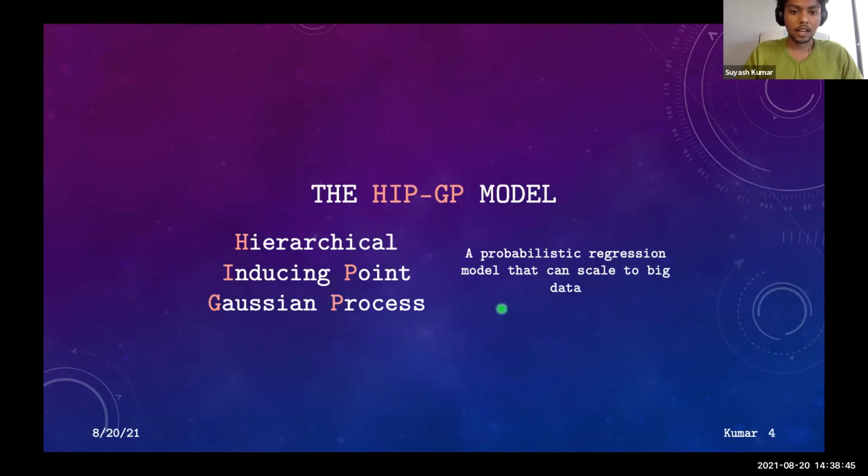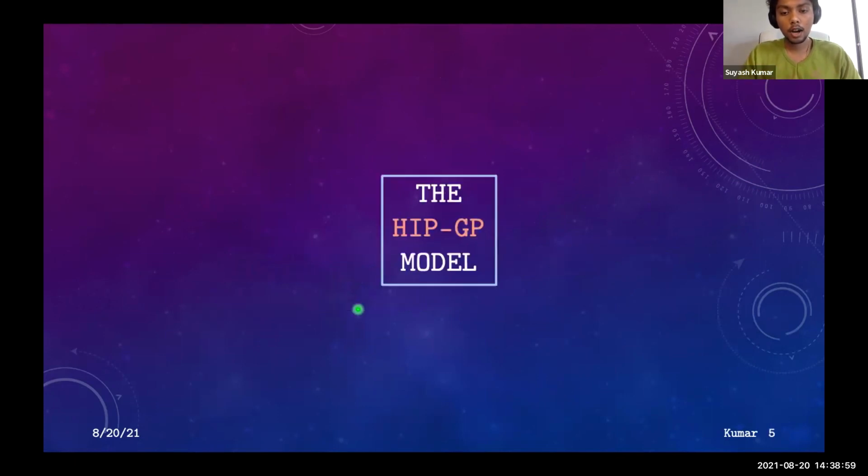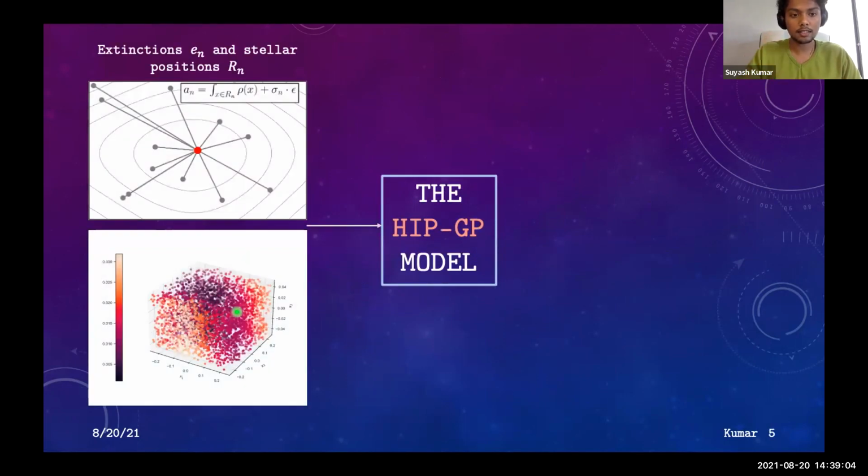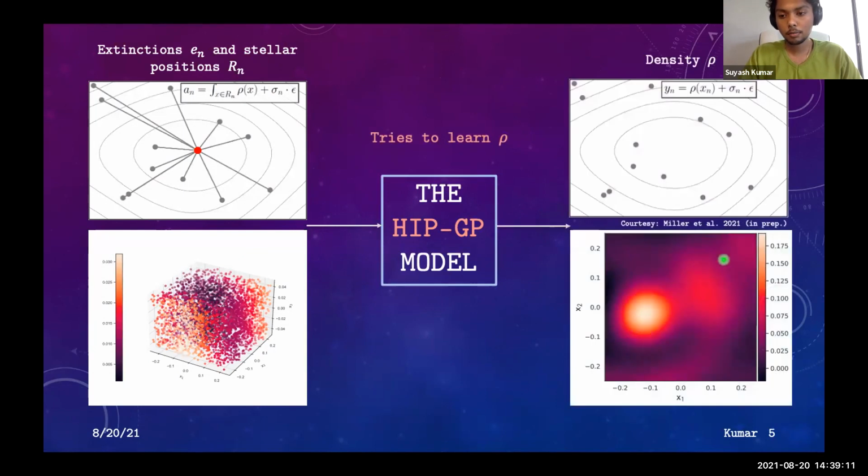Daunting as that may seem, we actually have a model that is capable of achieving that, and it is called hierarchical inducing point Gaussian process, and it is a probabilistic regression model that can scale to large amounts of data. The way it works in particular for our case is that the model looks at a field of stars with their extinctions and positions given to it, and it tries to learn the underlying density, finally giving us a predicted dust map. But the most important question is, how is it that the model learns the underlying density?